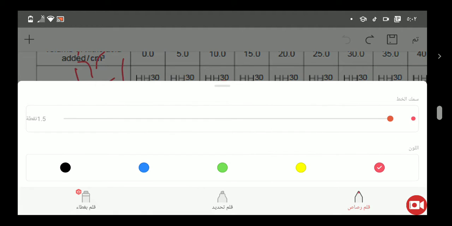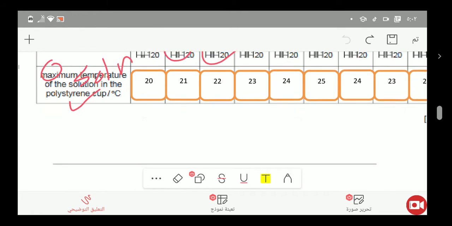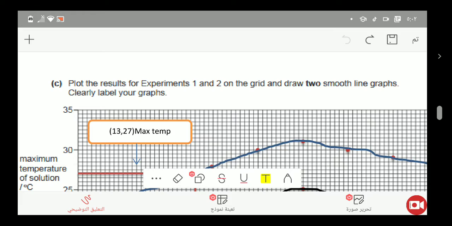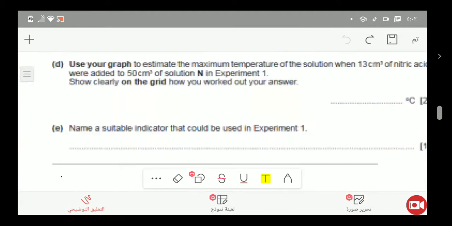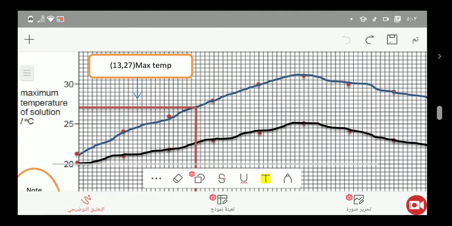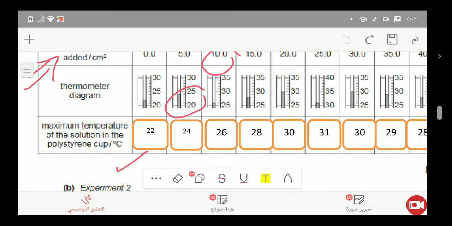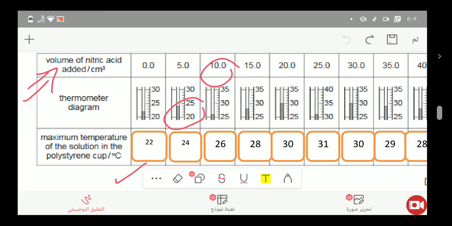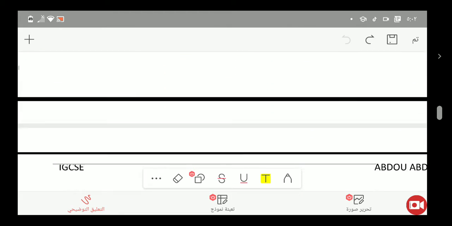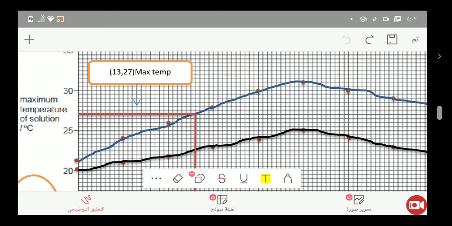After that, of course, we will draw a curve between them. So here I prepared the curve also. Let's see the first point. The first point is at 0 volume, where the temperature was 22. Firstly, you have to read the axes: the temperature is at the y-axis.